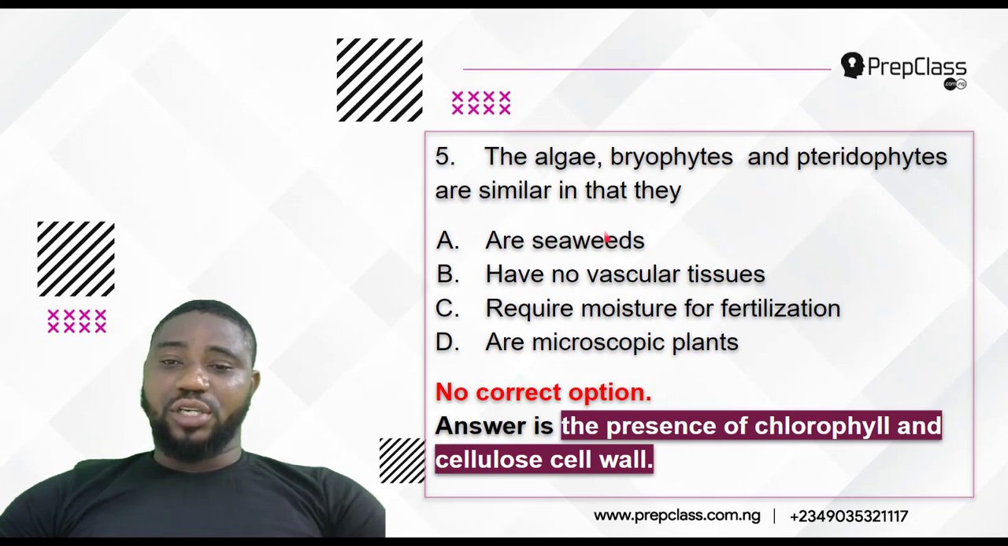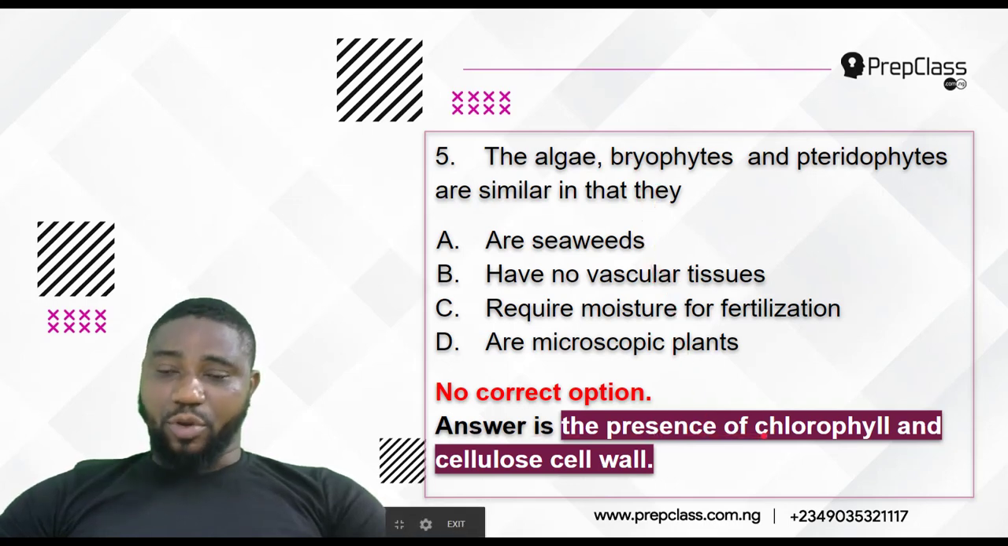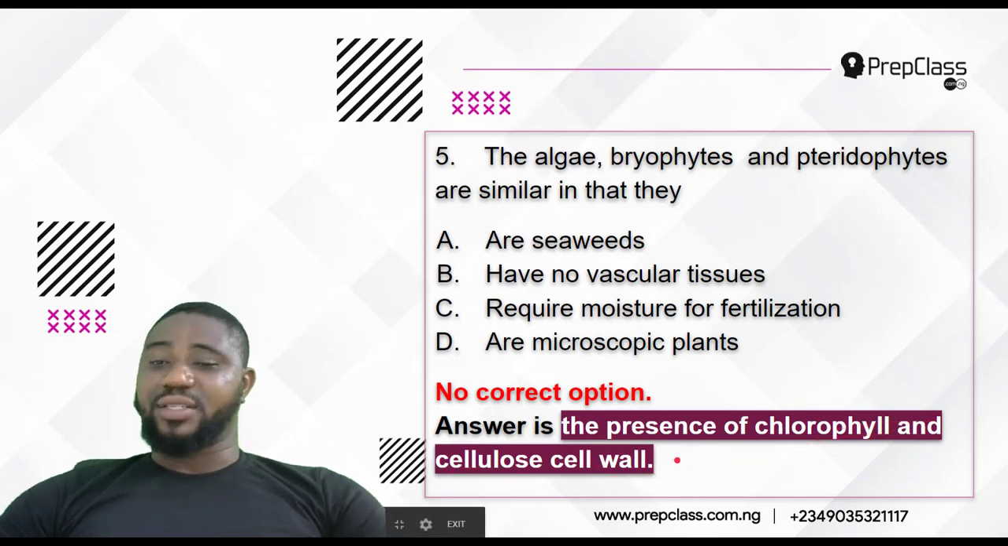Seaweeds are algae, have no vascular tissues. Algae does not, but these two have. Require moisture for fertilization. These two do, but algae does not. A microscopic plant, algae is, but these two are not. So there is nothing that is common between the three, except the presence of chlorophyll in them, because they are all plants, and cellulose cell wall, because they are all plants. So there is no correct answer.